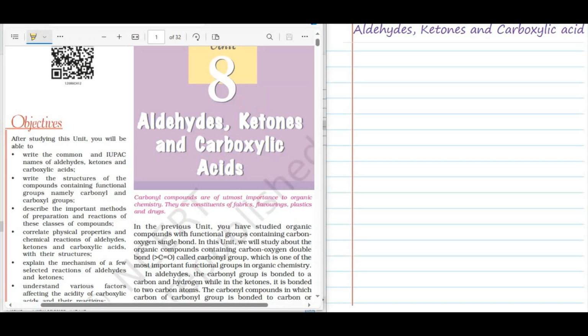Let's start with aldehydes, ketones and carboxylic acids. So let's read from the book. Carbonyl compounds are of utmost importance to organic chemistry. They are constituents of fabrics, flavorings, plastics, and drugs.